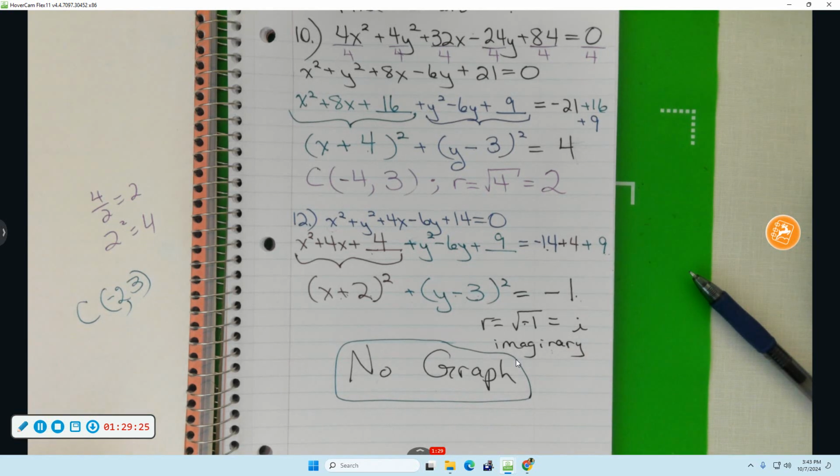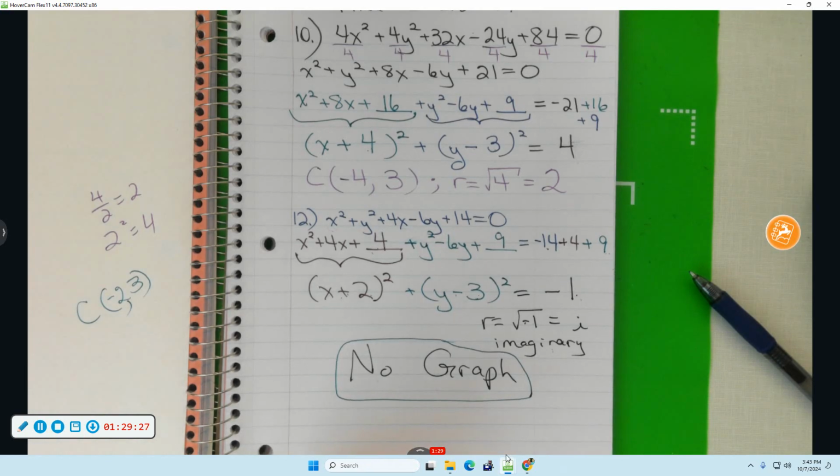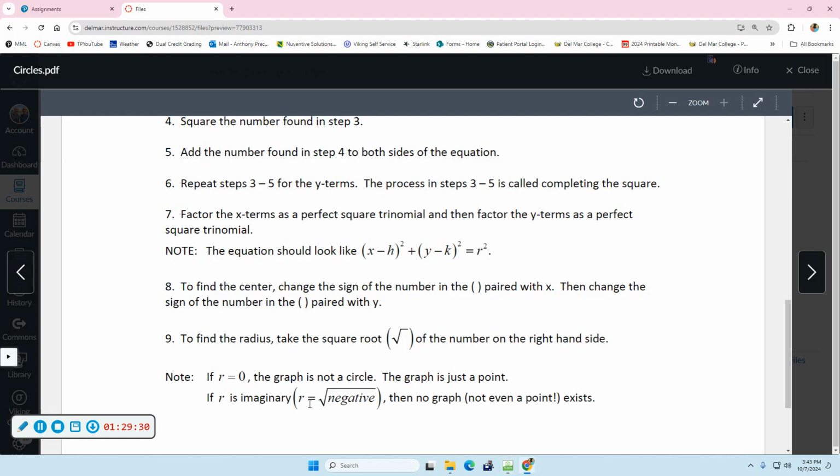And we summarize that on that document under Files, that thing I gave y'all. That's what I'm trying to say right here. If r is imaginary, that happens when you take r equals the square root of a negative number, then there's no graph, not even a point.